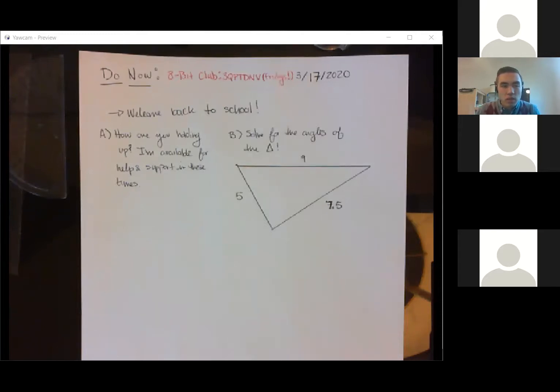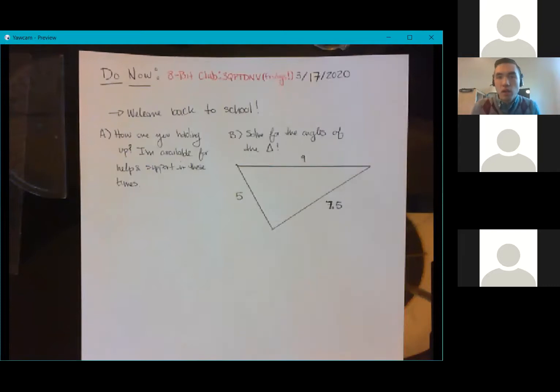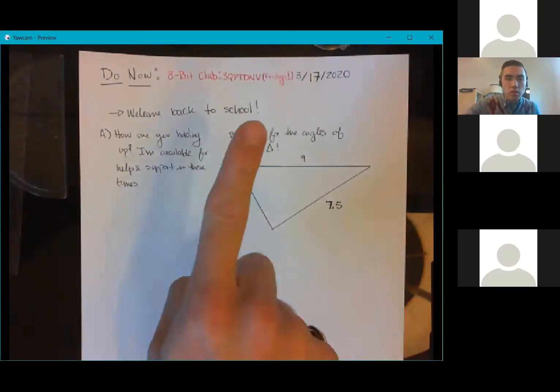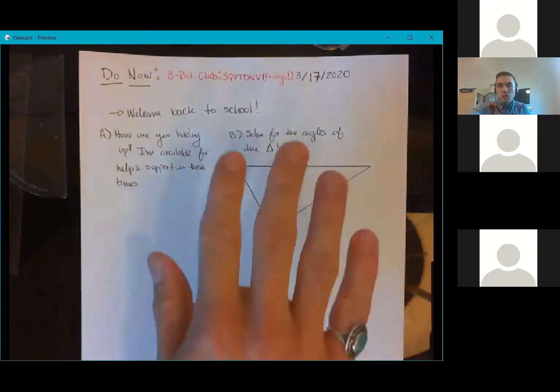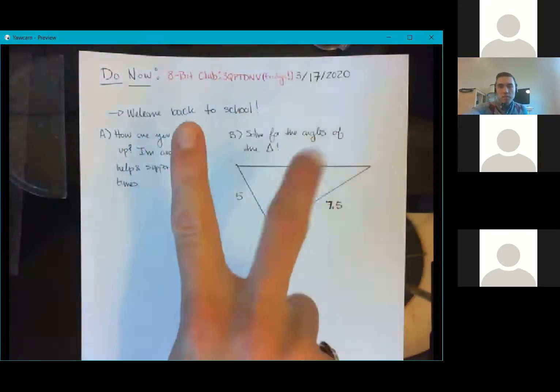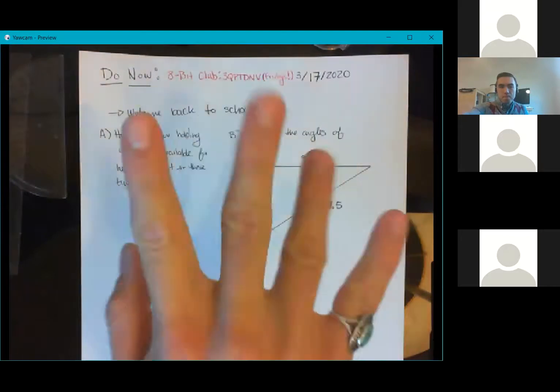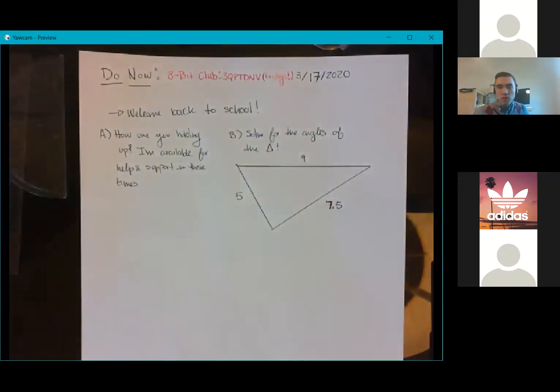I think what y'all should be seeing is a feed of me, my webcam, right? You can see my face at home, which is weird. And then you should also be able to see my document cam that I set up. Can y'all see the document cam? Yes. All right, cool.